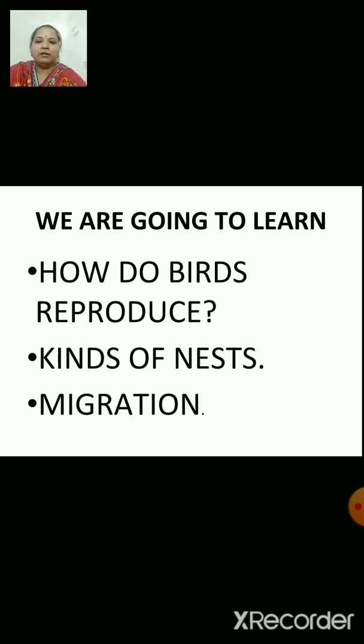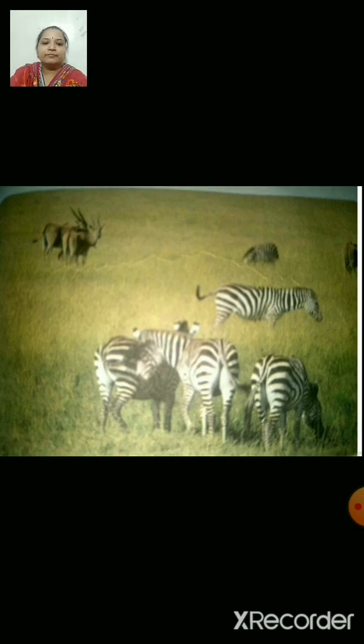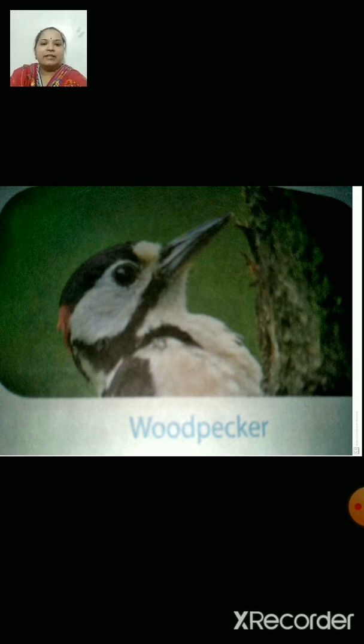In a jungle, there live a few animals. You tell me, which animals live in the jungle? Let us have a look. Which animals were there in this jungle? There was a giraffe and a rhinoceros, elephant, tiger, zebra, and yes, there were a few birds also.